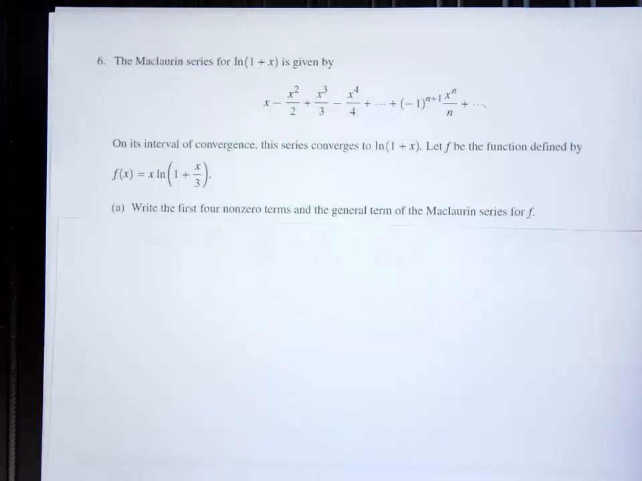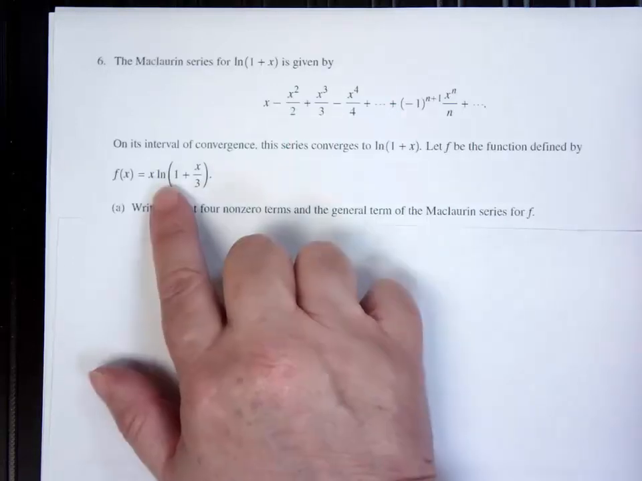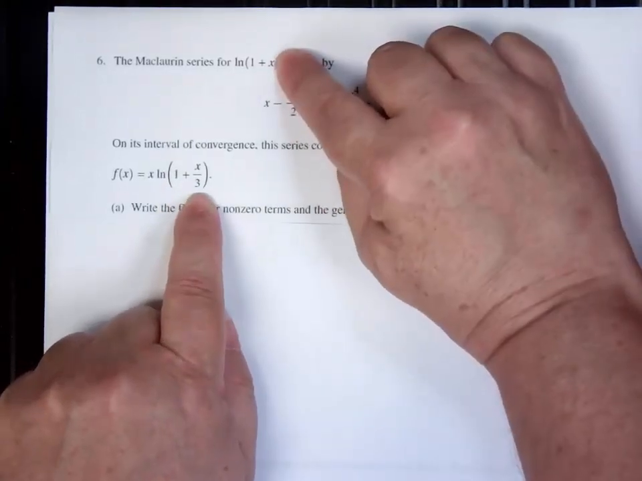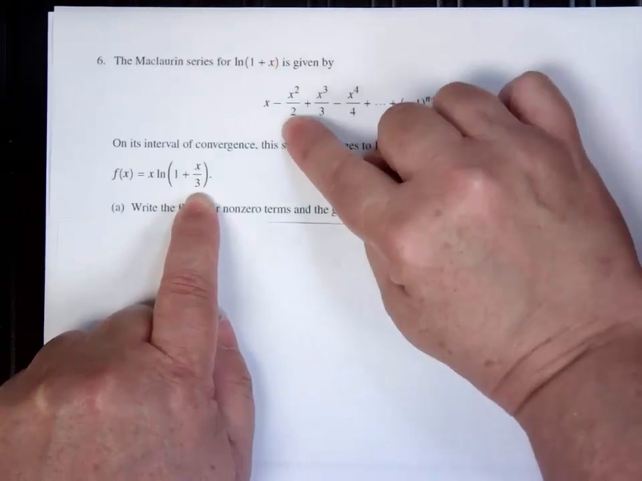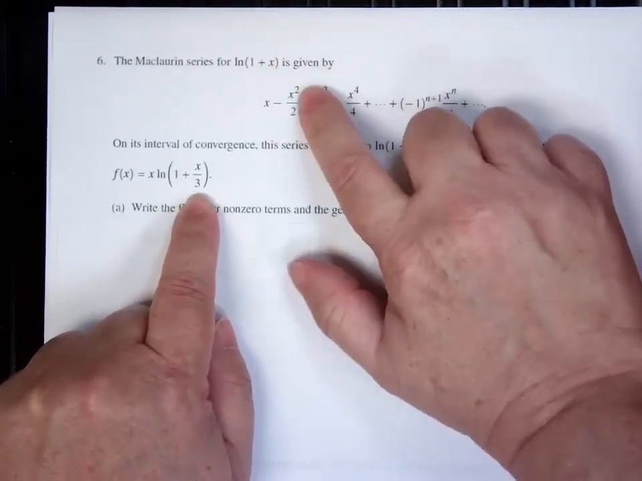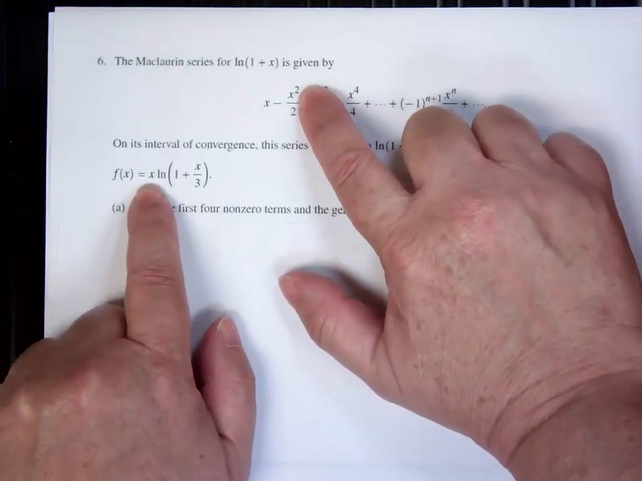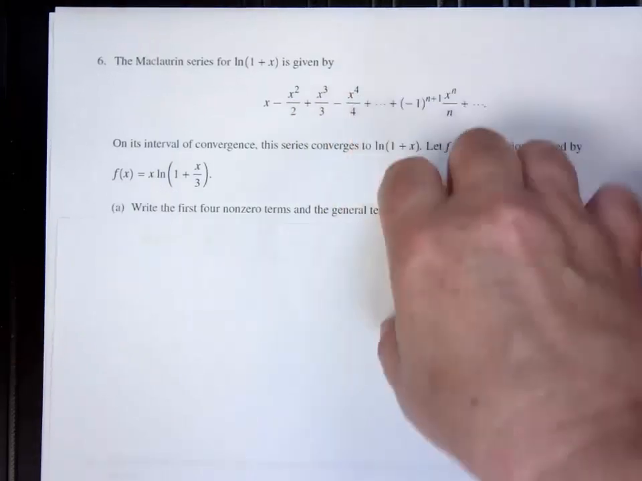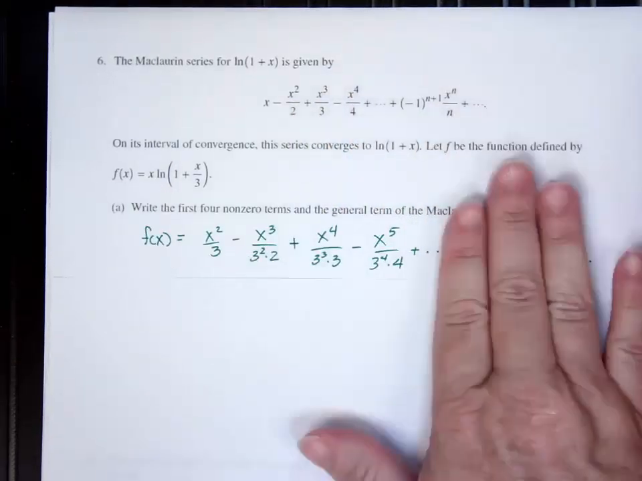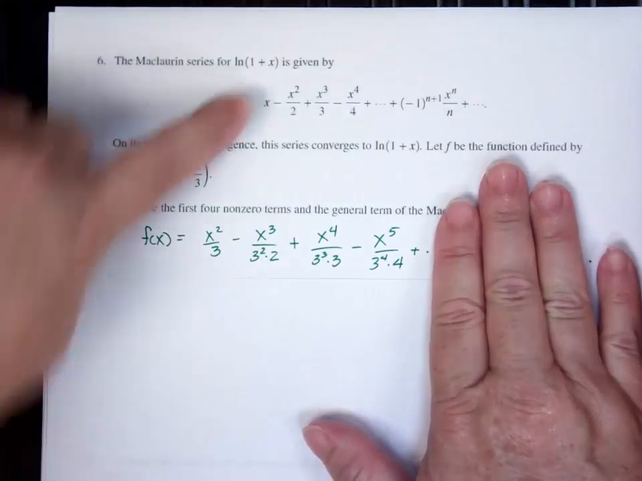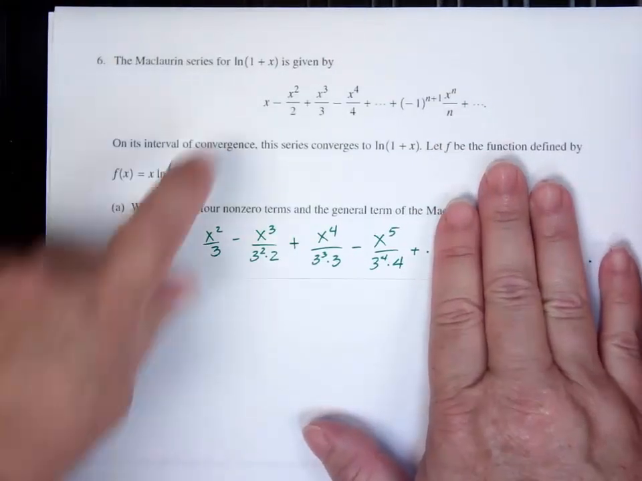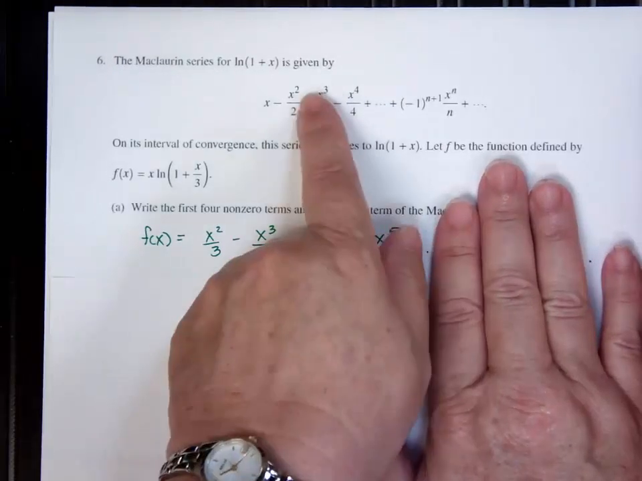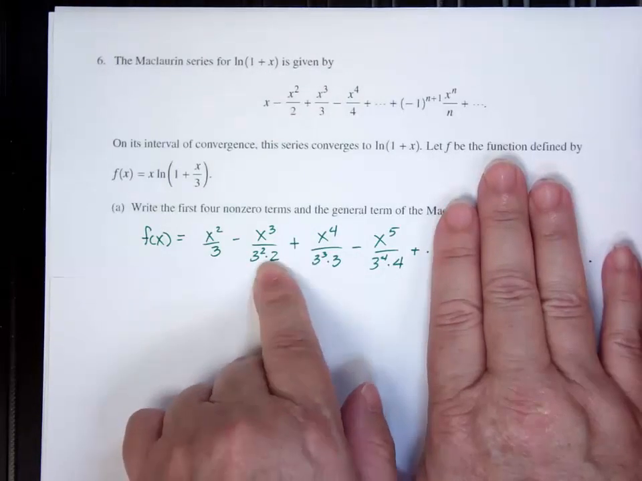So what I need to do is notice that to change this to this, the x turned into an x over 3. So that means I'm going to have a 3 on the bottom of each of these with the same power as the x is. And then I have to multiply by another x, which means the power of each of these is going to be 1 higher than it was before. So the first 4 non-zero terms right here, this x becomes x squared over 3 because the x changes to x over 3, and then I'd multiply by another x. This x squared changes to x squared over 3 squared, but then it gets another x, so it's x cubed.